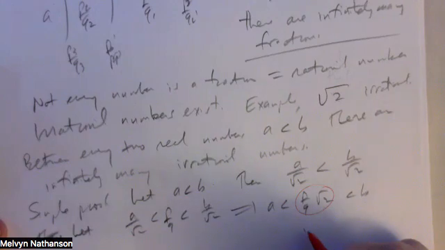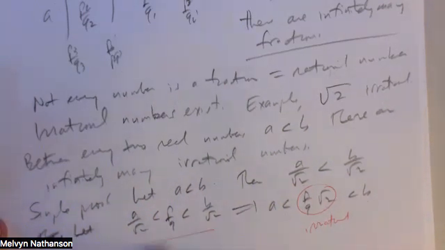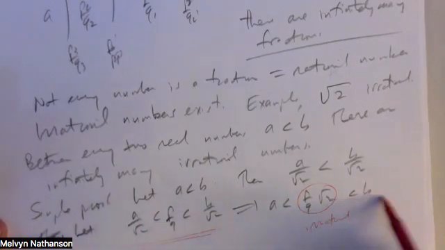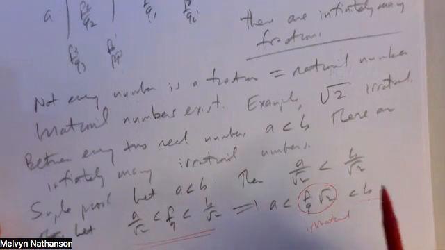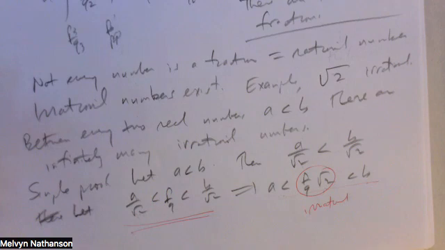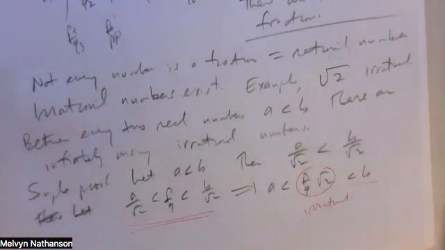And this number is irrational, because if this were rational, the square root of 2 would be rational. And you have infinitely many fractions P over Q that satisfy this inequality, which means that there are infinitely many irrational numbers between A and B. So that's a proof of the statement.